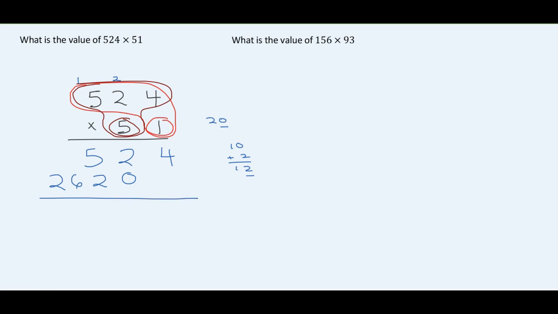Now we're going to fill up empty spots with zeros. We got a 0 here, we have a 0 here, and we have a 0 here. And now we can add the numbers together. 4 plus 0, we have a 4. 2 plus 0, we have 2. 5 plus 2, we have 7. 0 plus 6, we have 6. 0 plus 2, we have 2.